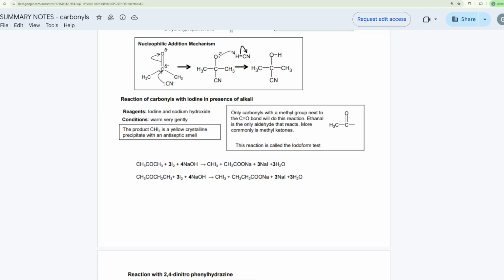Only carbonyls with a methyl group next to the C=O bond do this reaction. Ethanal is the only aldehyde that reacts. More commonly, methyl ketones. The product CHI3 is a yellow crystalline precipitate with an antiseptic smell.